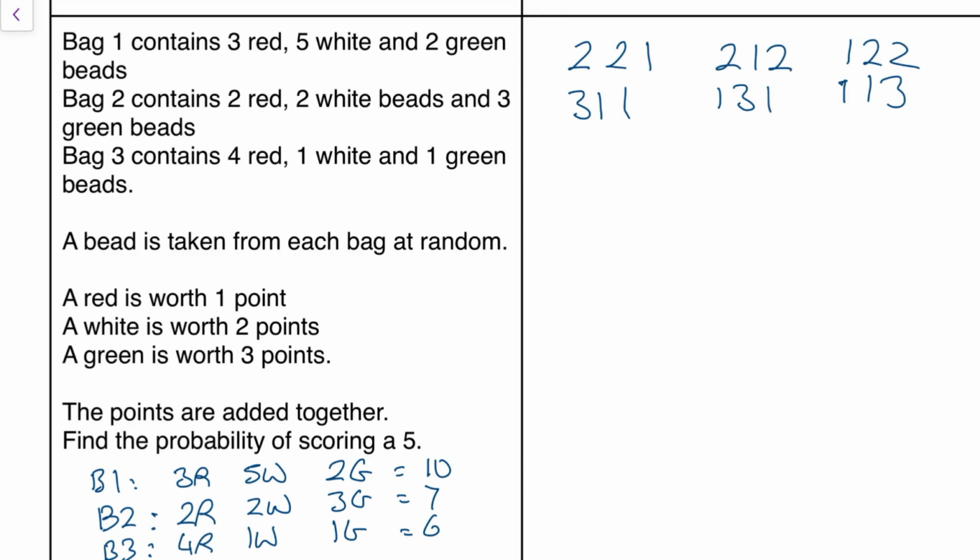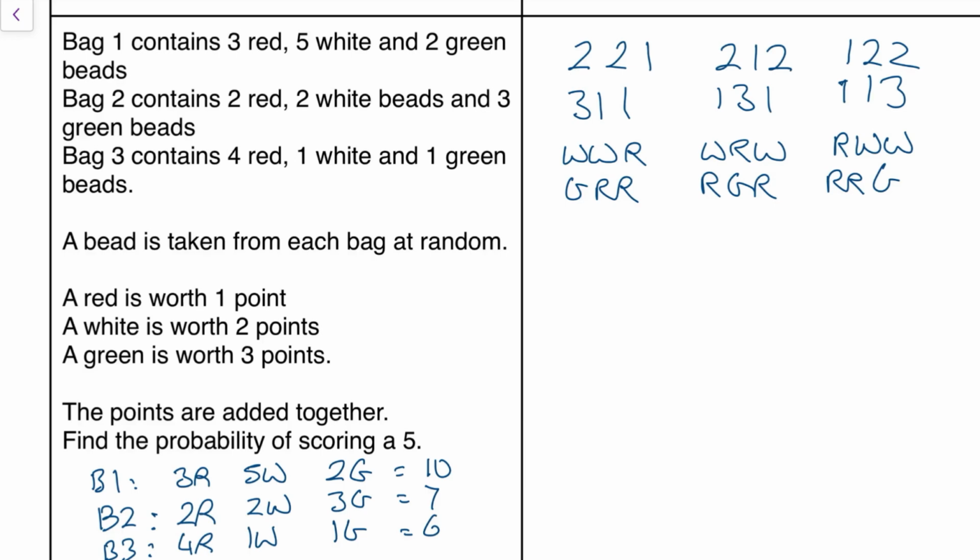Before I move on, that's correct, isn't it? So I can't do 2, 2, 2, or 3, 3. Yep, that's it. Okay, happy. So just to make it really clear, I'm actually going to translate these to colours. So that's going to be white, white, red, white, red, white, and red, white, white, or green is 3, so that's going to be green, red, red, red, green, red, or red, red, green.